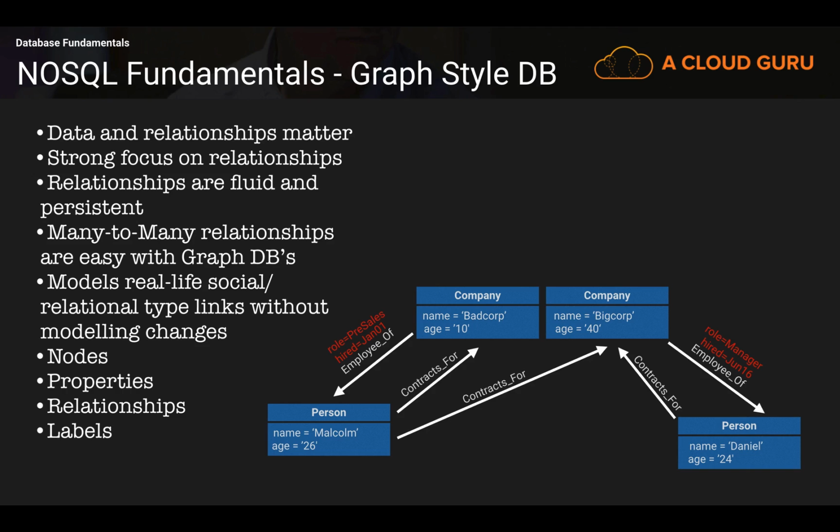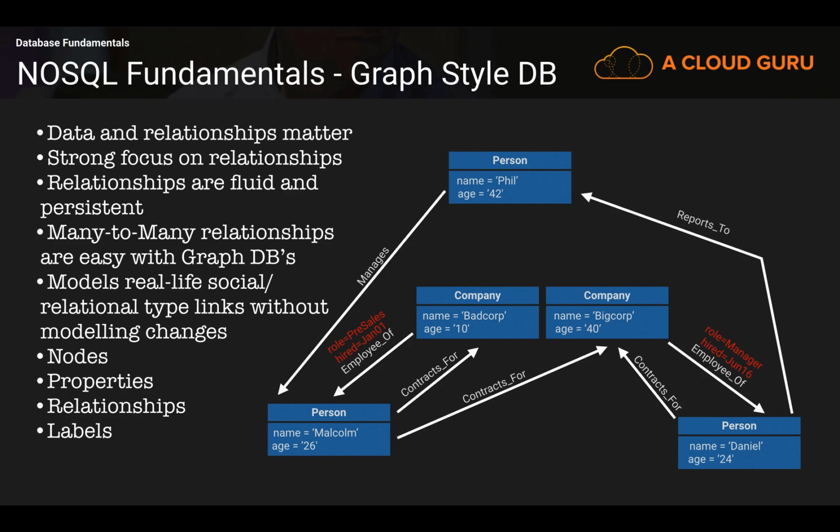We could also add another person into the mix, perhaps Phil. And maybe Phil is Malcolm's manager. Equally, Dan could also report into Phil. You should start to see that graph DBs are extremely useful when context or relationship between things, nodes, and objects is the core of your product.